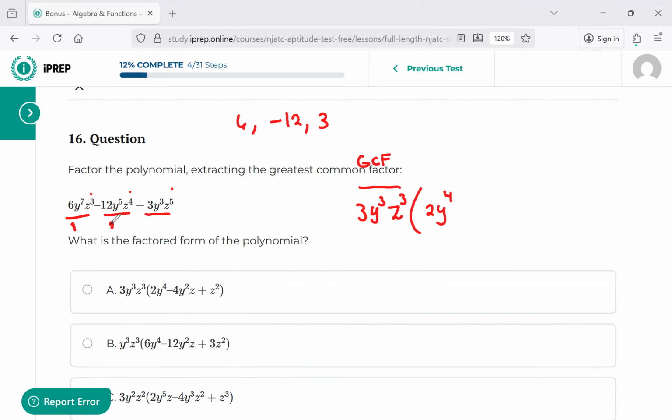And then look at the second term. What do we have to multiply 3y cubed z cubed by to get the negative 12 y^5 z^4? We're going to need a negative 4. And then we're going to need a y^2. And then we're going to need one more z. That's it. Now look at the third term. What do we have to multiply? We don't need any 3's. We don't need any y's, but we do need some z's. So I'm going to put a plus z and then how much? z^2, right? Because remember, when you multiply, you add. So 3 plus 2 is 5. So that's my answer, and that would be letter A.